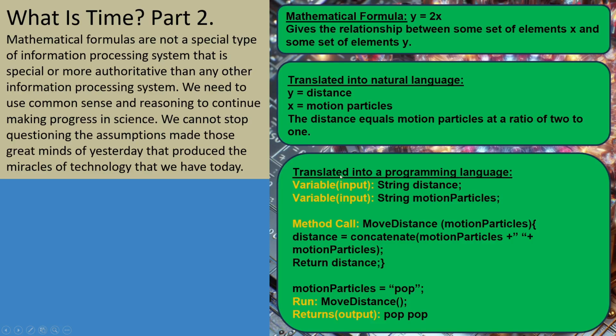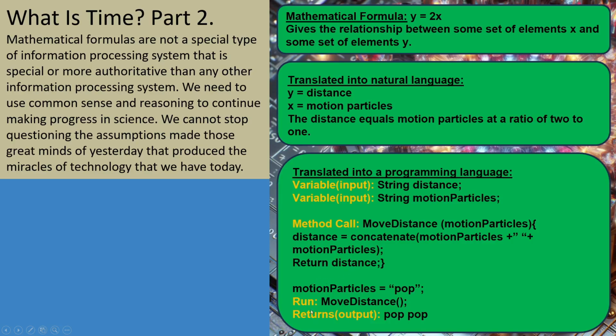And here we could use a programming language. We have two variables, inputs, and in this case we'll just call them strings. We have distance and motion particles. Then we can describe a relationship with a method call called moveDistance, and it takes in some motion particles, and it produces an output called distance, which just takes motion particles and puts it together with another motion particles. So you get two motion particles put together, and you return that.